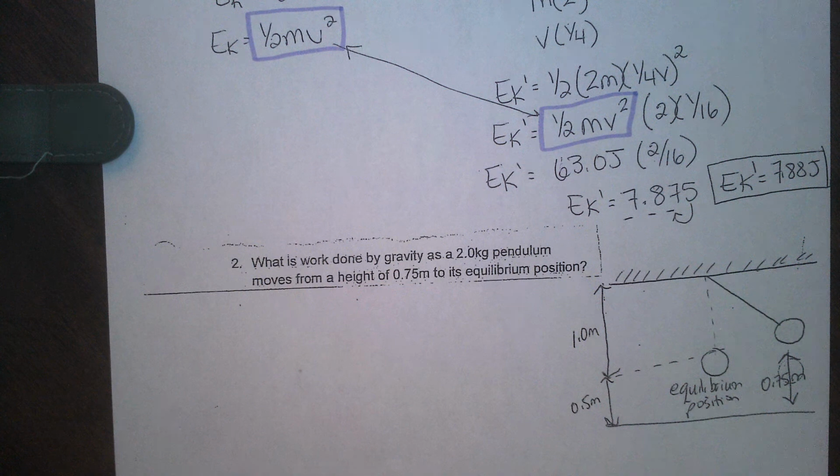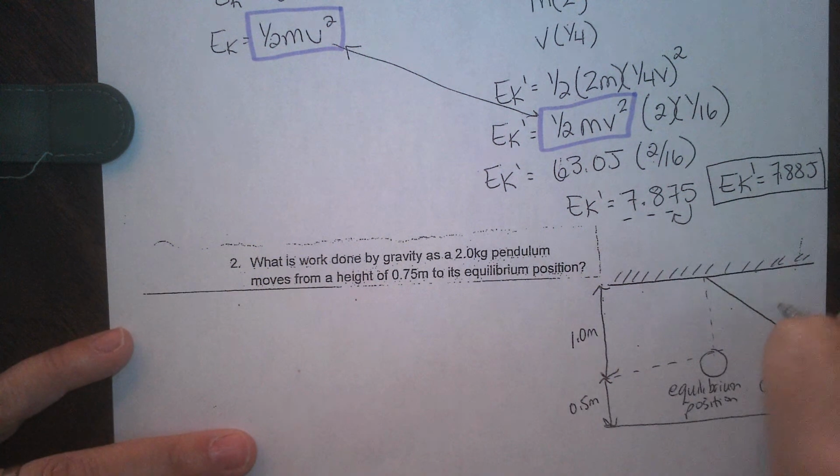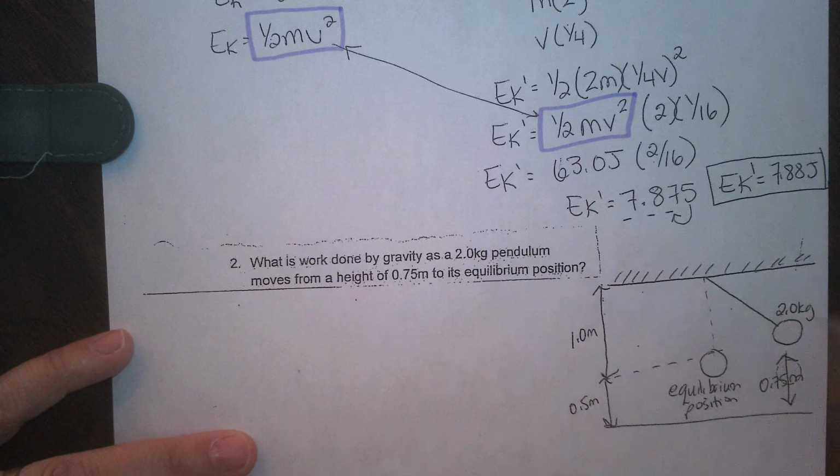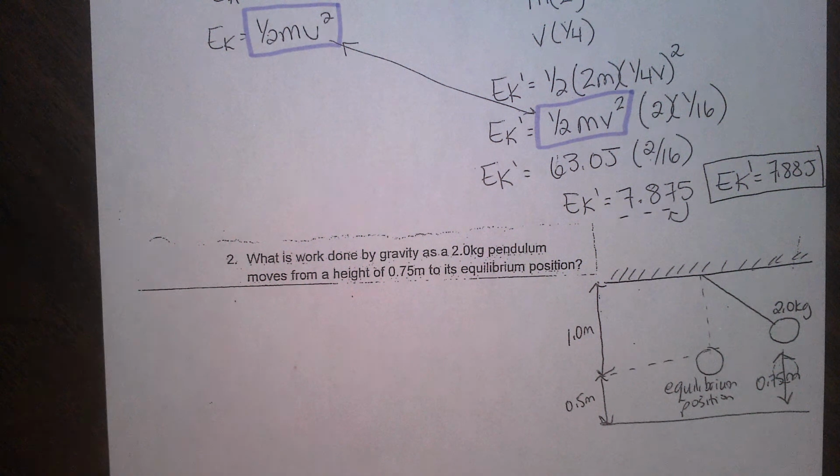Okay, so this is a picture provided to you. This pendulum weighs 2.0 kilograms. And so it's swinging down into its equilibrium, which is always when that pendulum is hanging straight down, when it's 100% suspended and still.